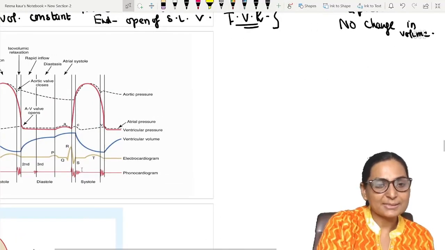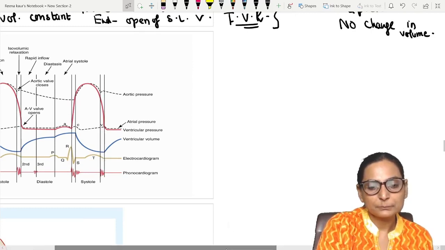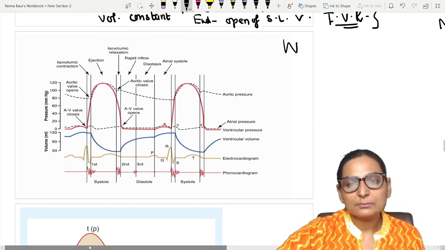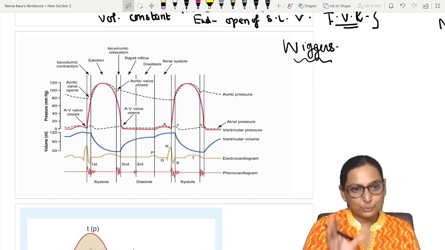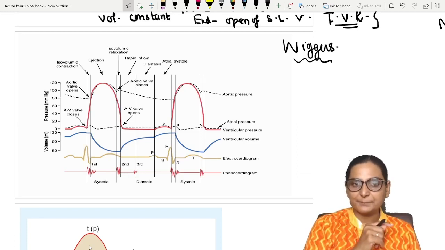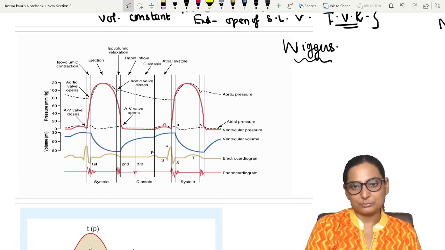This is called the Wiggers diagram. It never comes to draw for UGs. It will never come to draw, right? But when you get your practical exams, a graph of this can be kept to you, and the viva can be asked to you.